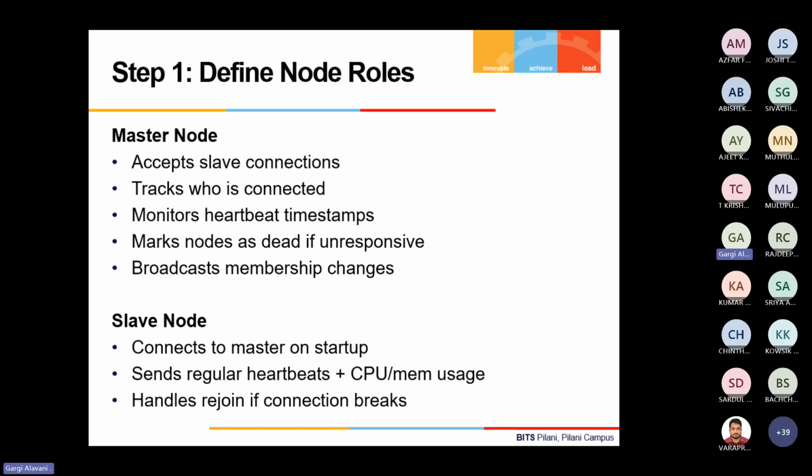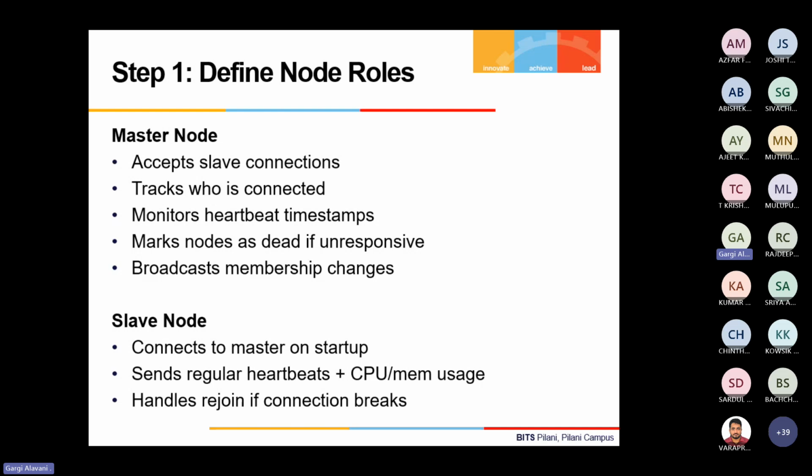So that's fine. Here, in step 1, you have to define the two nodes. The master node will accept slave connections. It will check who is connected and also monitor the heartbeats of the slaves. If the slave is not responsive, it will mark that this node is dead. It can also have a functionality of broadcasting membership changes if needed.